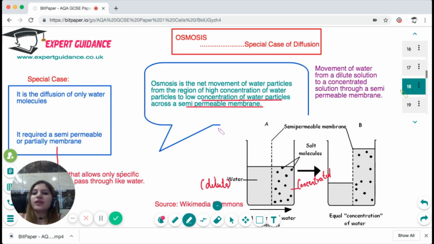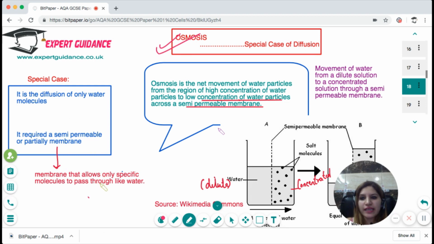Now let us look at another special case of diffusion called osmosis. Now, why is osmosis a special case? Because there are two special things in osmosis. First, it is the diffusion of only water molecules. Diffusion can be of any substance, but osmosis is the diffusion of just water molecules. And second, a semi-permeable membrane or partially permeable membrane is required.